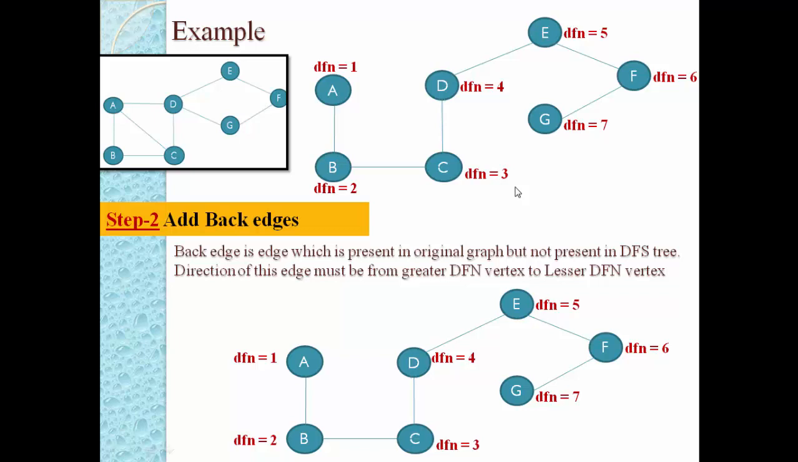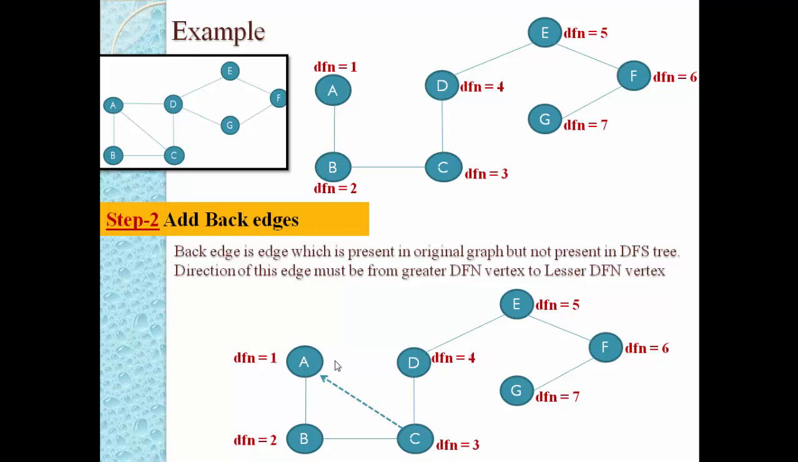These are all actually loops, so they are not available in our DFS tree, but we have to add all of these edges as back edges. But the direction of a back edge must be from the greater DFN vertex to the lesser DFN vertex. So when we add the back edge between A and C, we have to compare the DFN numbers of both nodes. The DFN number of C is 3 and the DFN number of node A is 1, so the direction of the back edge must be from C to A. This dotted line indicates the back edge, and the direction is from C to A.